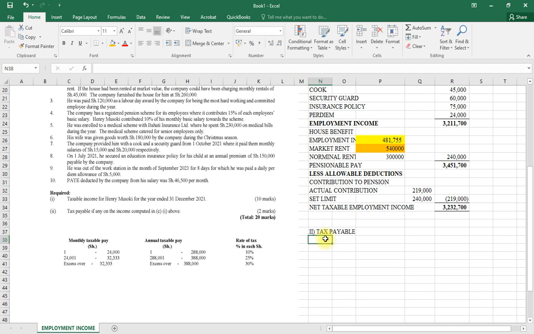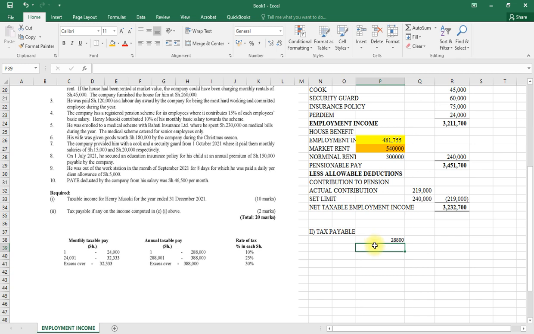There's a way you can use a what-if, but I'll go directly, because we know we are using the annual band from 1 shilling to 288. So I'll put this one equals to 288, the upper limit, and I multiply by 10%, or 0.1. The first one will be that.